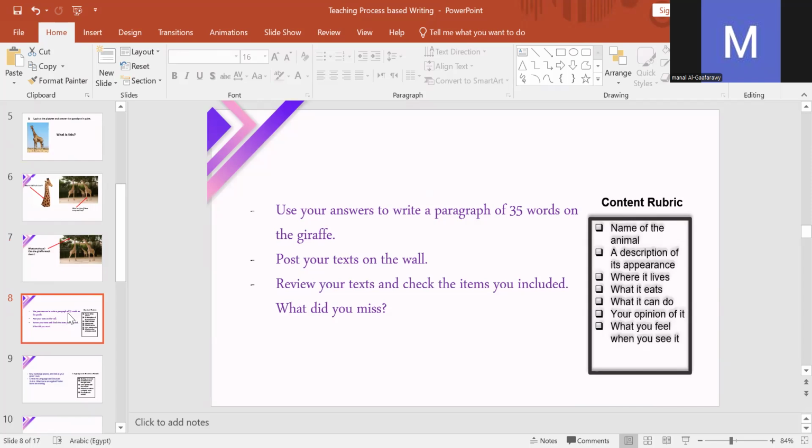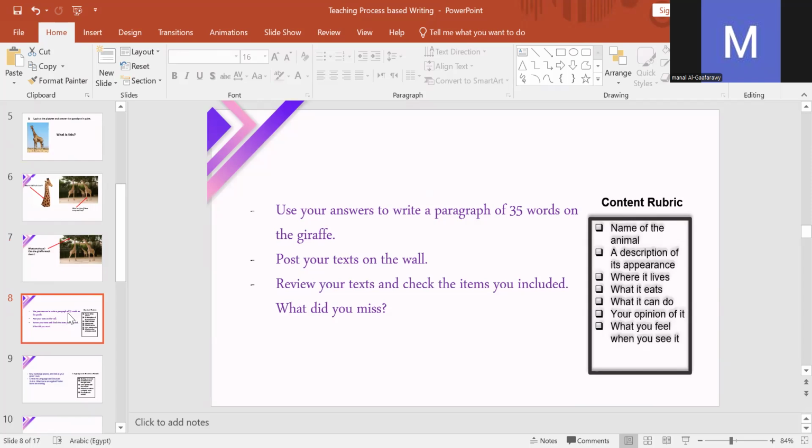So they are very good helpers. And after providing your students with the content rubric like this, the name of animal, description of its appearance, where it lives, what it eats, what it can do, your opinion of it, what you feel when you see it. So these are the main points to be included or you want to see in the content. You ask students to post their texts on the wall.